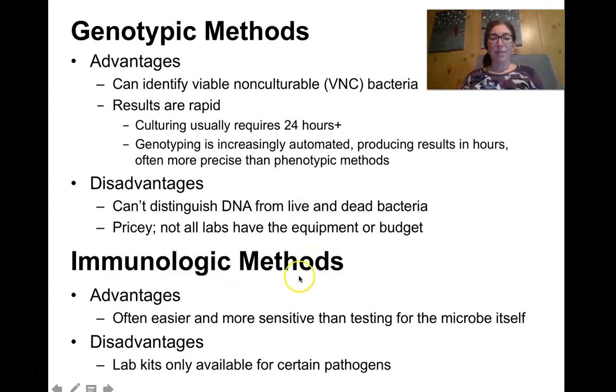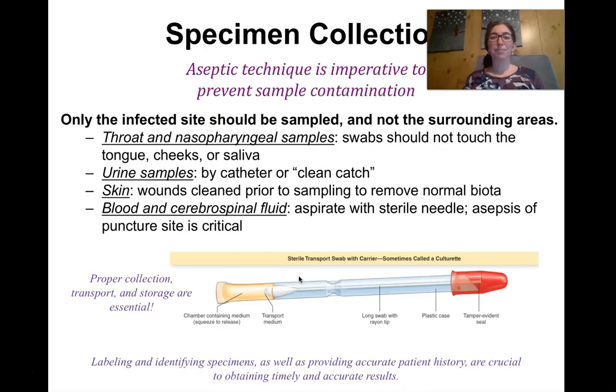Immunologic methods. These are really useful. They're very sensitive and very specific, and you don't even necessarily have to find the microbe. Sometimes you just test what antibodies the patient is making to see what they've been exposed to. It's usually really easy, really quick. It's like a kit that's been prepared. But the disadvantage is that they're only available for a handful of pathogens. So for the ones we have it for, it's awesome, but for most bugs, we don't actually have immunologic assays.